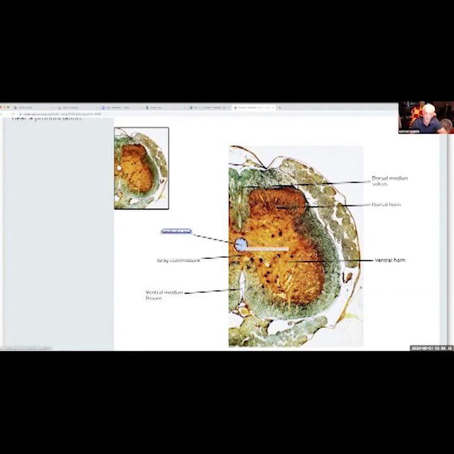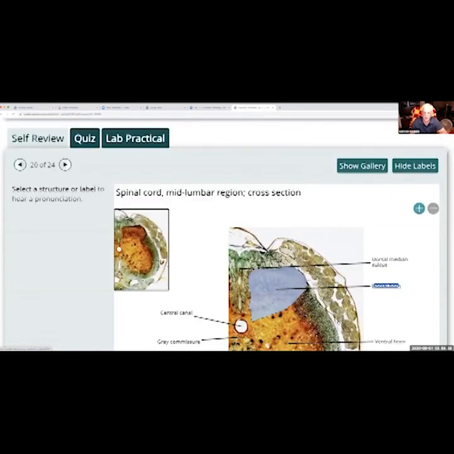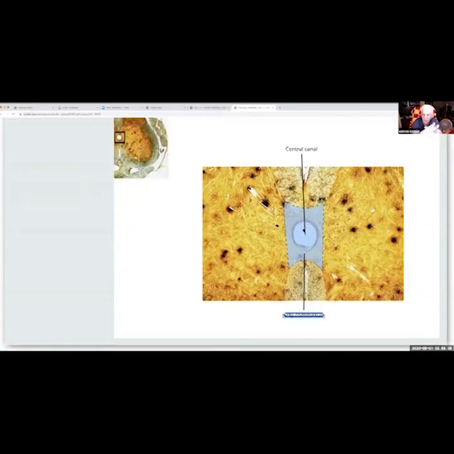This is your ventral median fissure. This is your dorsal median sulcus. They're both grooves. This is a ventral horn. This is a dorsal horn. This is towards the front of your body. This is towards the back of your body. Those structures are easy to identify. Again, very easy to see the central canal. There's your central canal. Your gray commissure surrounds the central canal. The gray commissure is your cell bodies that receive input from the axons.